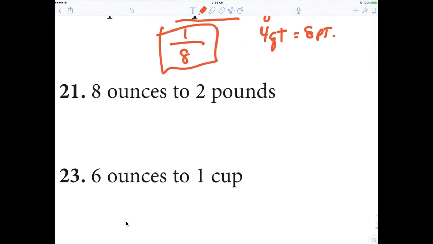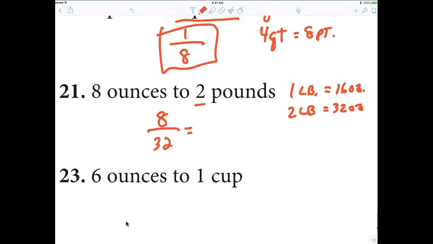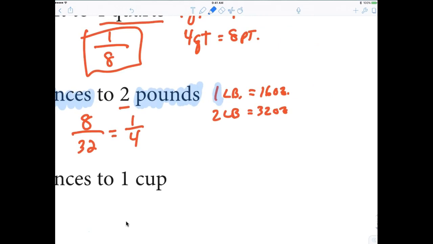All right? Again, just to make sure, 1 pound is equal to 16 ounces. So if you have 2 pounds, you have 32 ounces. All right? So 8 to 32 reduces to 1/4. All right? And again, let me emphasize, the reason there is a conversion here is because there's a relationship between ounces and pounds. Okay? And you must know 1 pound is 16 ounces. All right?